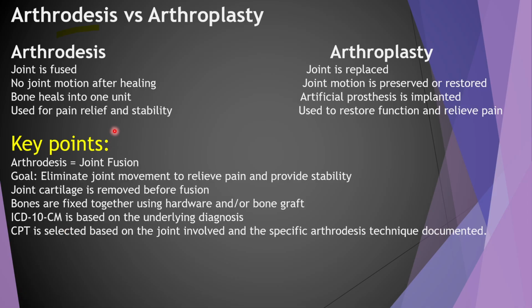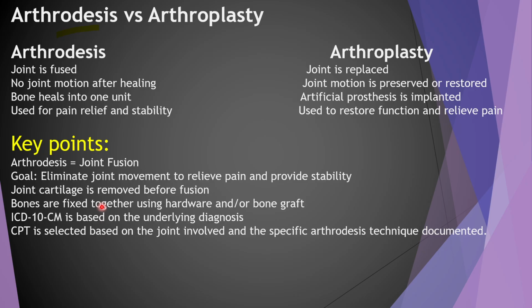Coming to next, what is the difference between arthrodesis and arthroplasty? We already discussed that. In arthrodesis, there is fusion of the joint, and in arthroplasty, replacement or repair of the joint. There is no joint motion after healing in arthrodesis, while arthroplasty is done for joint motion restoration, pain relief, stability, to restore the function and relieve the pain. So what were the key points in arthrodesis?